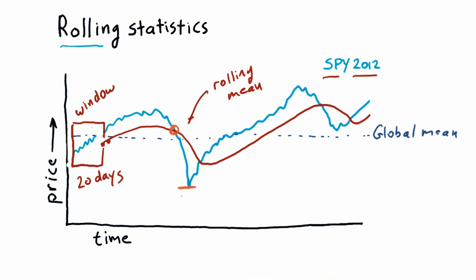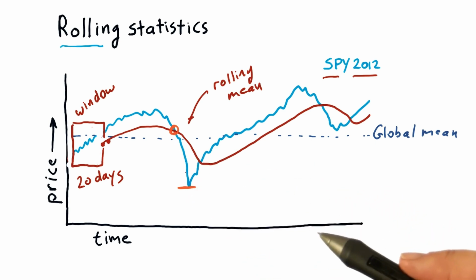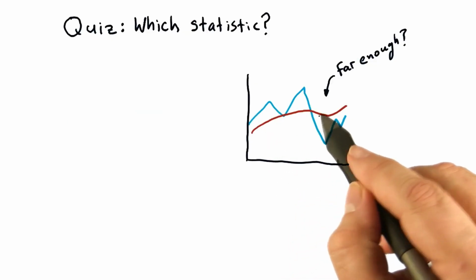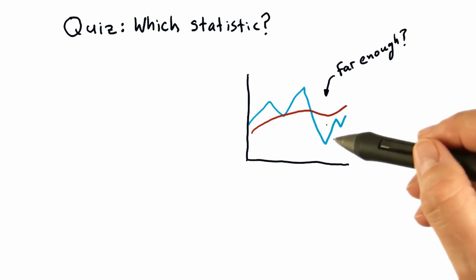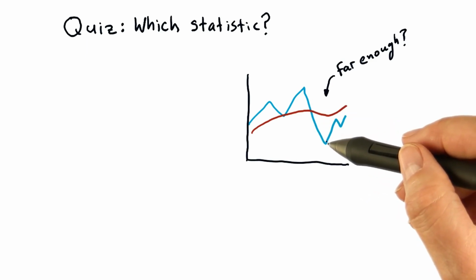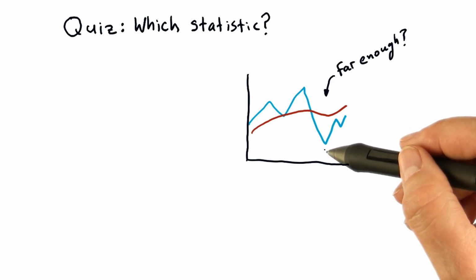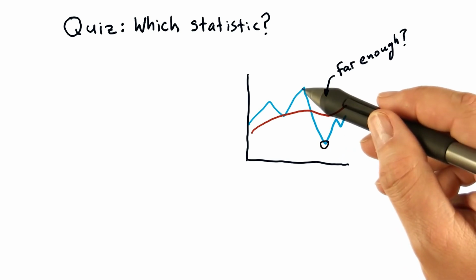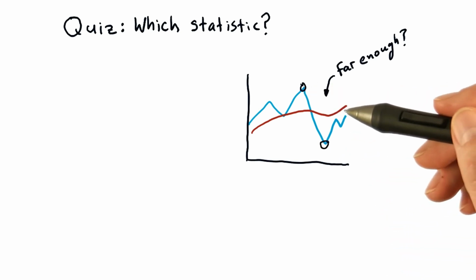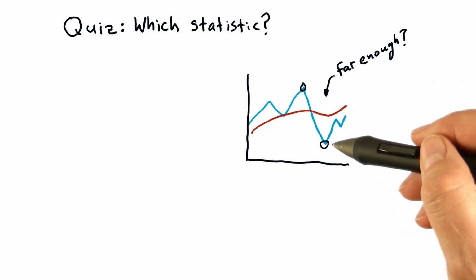A challenge, though, is to know when that deviation is significant enough that you should pay attention to it. Assume we're using a rolling mean, and we're tracking the price here in blue, and we're looking for an opportunity to find when the price has diverged significantly far from the rolling mean, that it might be an opportunity for, say, a buy signal or a sell signal. How can we decide that we're far enough away from the mean that we should consider something like that?